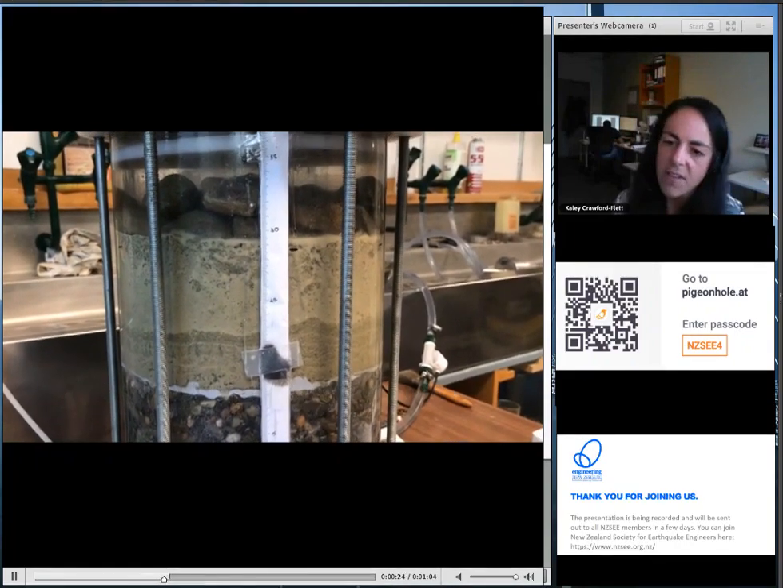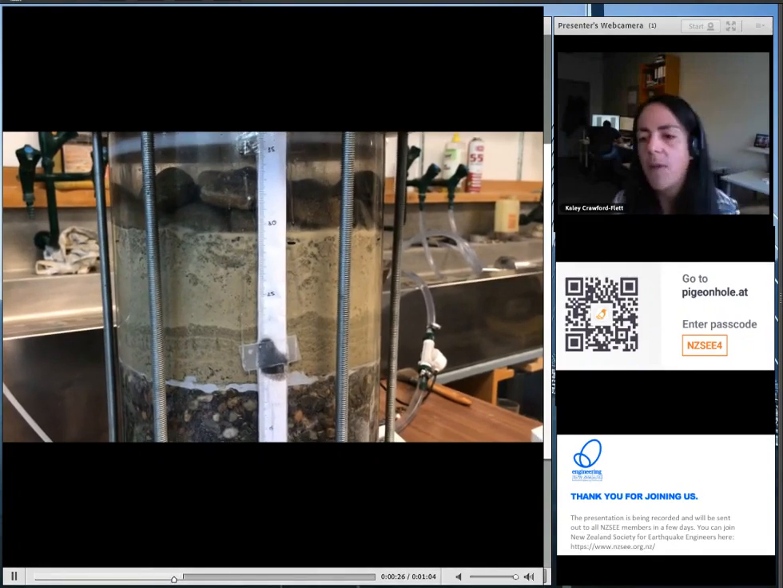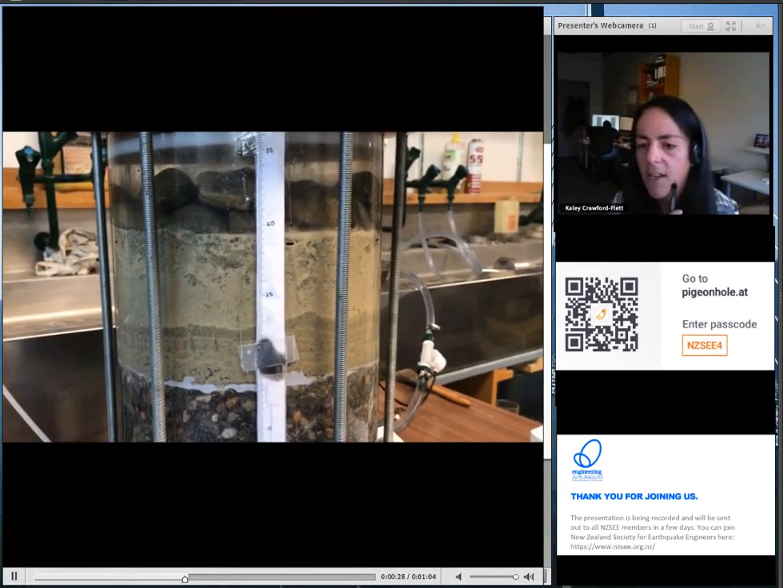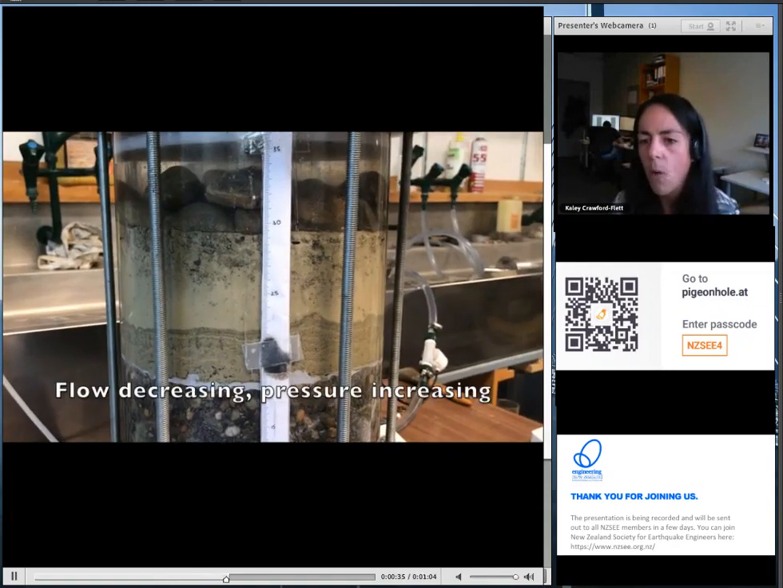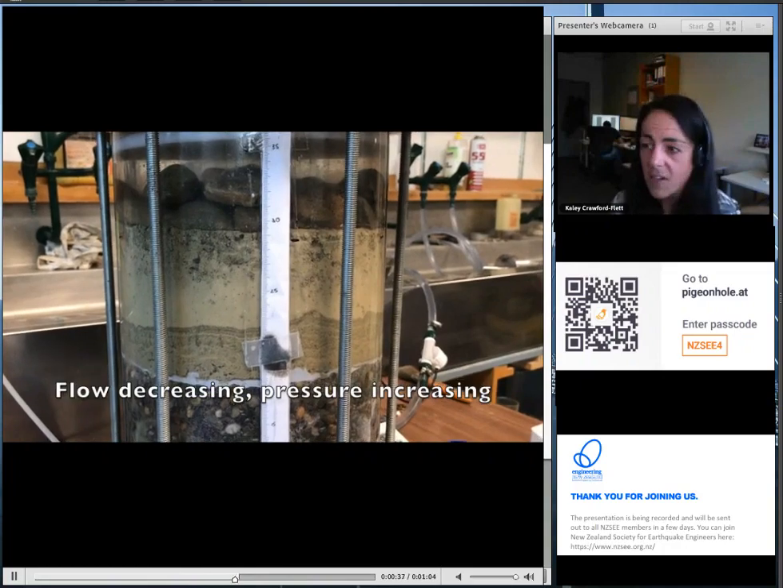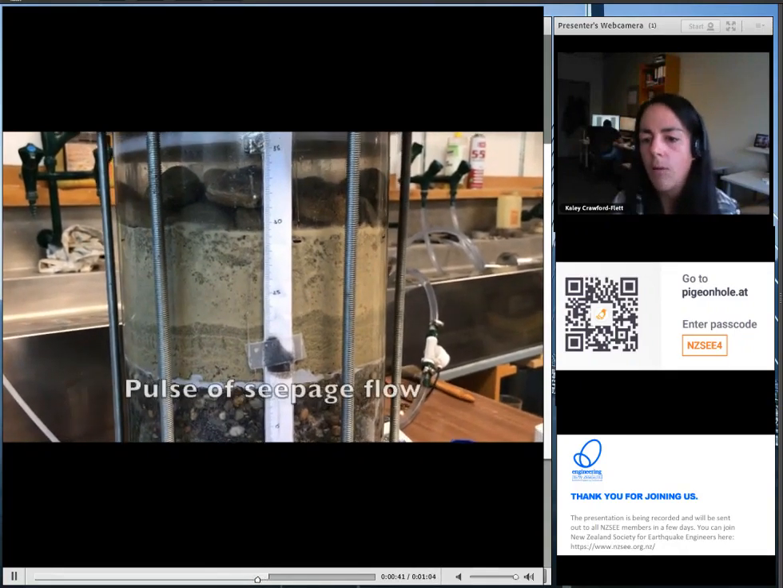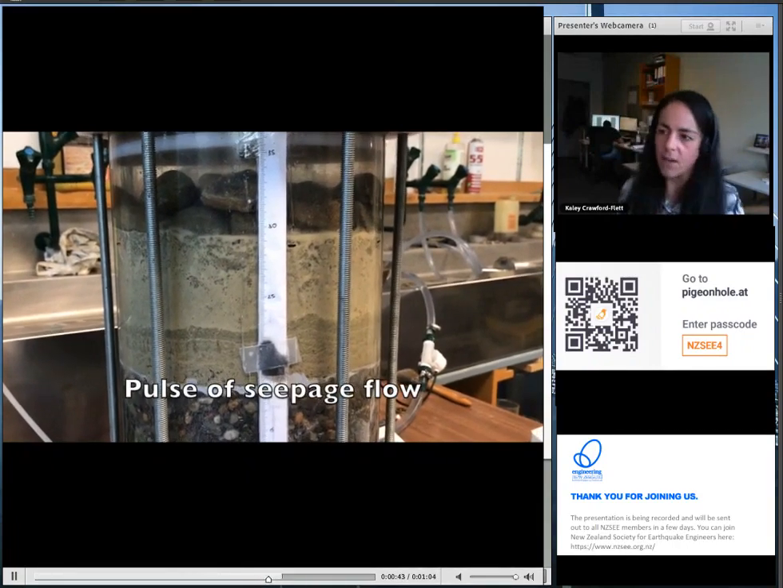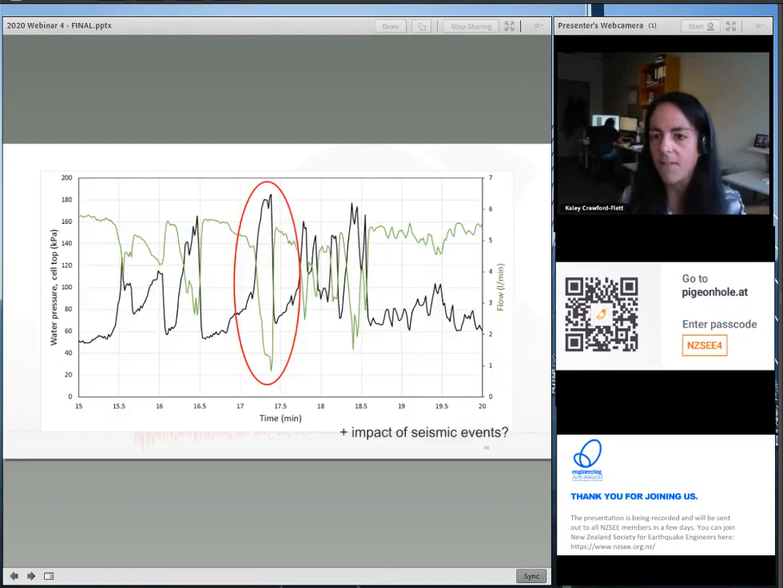So again, from that 17 minute to 17 and a half minute period of the plot that we just had a look at, we can see that filter interface building, the pressure increasing, and then the upward flush of finer particles and a pulse of seepage flow washes out. And this is very different to the linear regression that most people would believe.